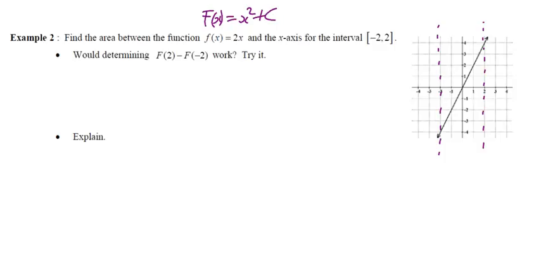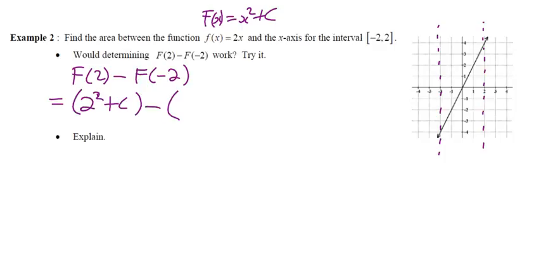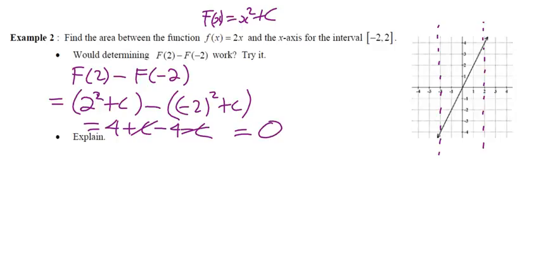So capital F of x, the antiderivative, is just x squared plus c. So F of 2 minus F of negative 2 will be 2 squared plus c minus negative 2 quantity squared plus c. So that's 4 plus c minus 4 minus c, which is 0. So that won't work. Why does that not work?